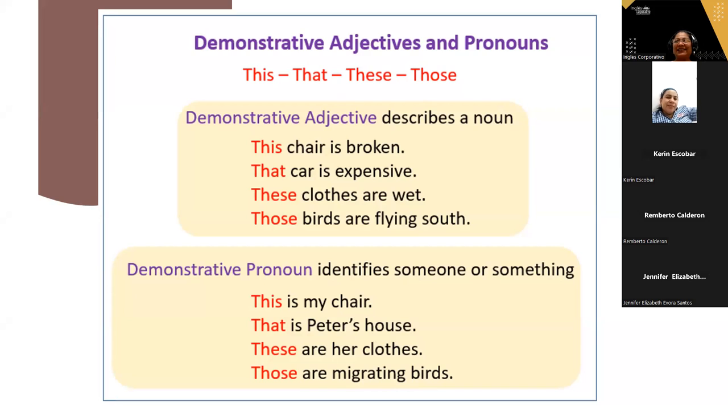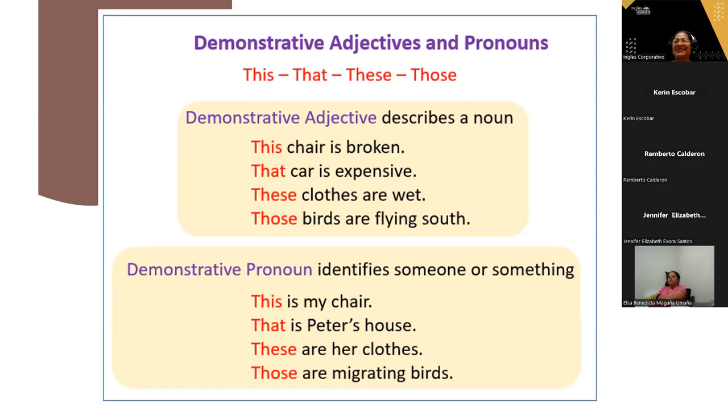Okay, Karen. In my group, the difference is the demonstrative pronoun is very specific, and demonstrative adjective is variable. Okay, variable. Or how would it be in English? Varies. Yes. Okay. Thank you, Karen.